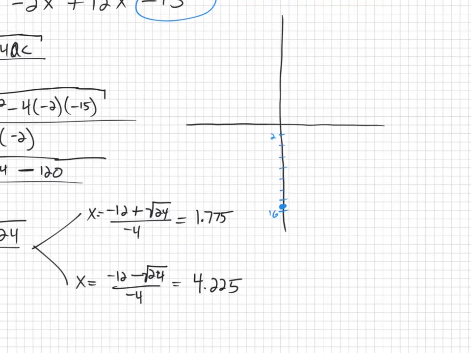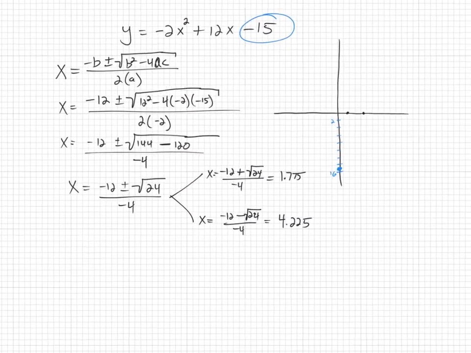We got 1.775, which is not quite 2. So we've got to be really precise here. And 4.225, which is almost 4 1/4. So 4 and a smidge. 4 and a little bit. That's 3 and a little bit. Here, we got to go back. Okay, so 4 and a smidge. 1, 2, 3, 4 and a little bit. Oop, that's right there. 4 and a little bit is right there.